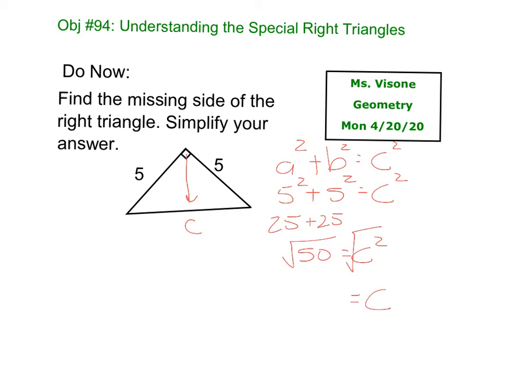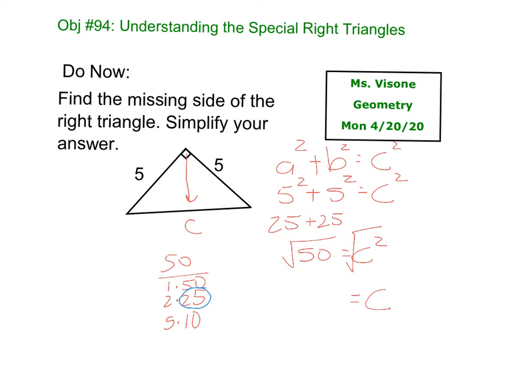So let's go back. Remember, how do you simplify a square root? So we're going to write down everything that multiplies to 50. 1 times 50. 2 times 25. 3 doesn't go into 50. 4 doesn't go into 50. 5 times 10. And that's it. And then 25 is our perfect square.